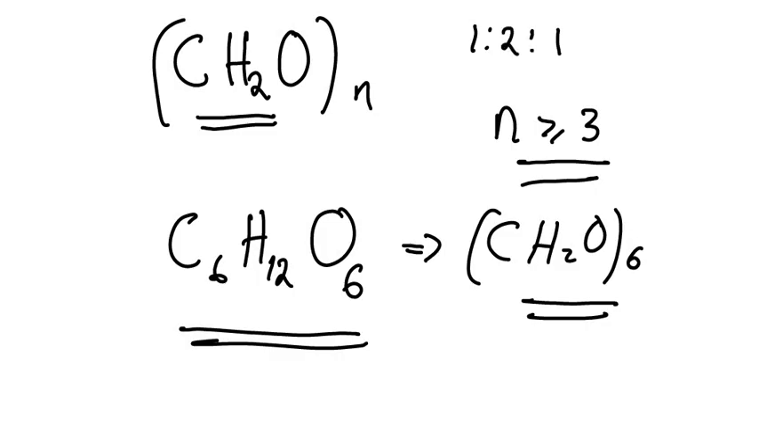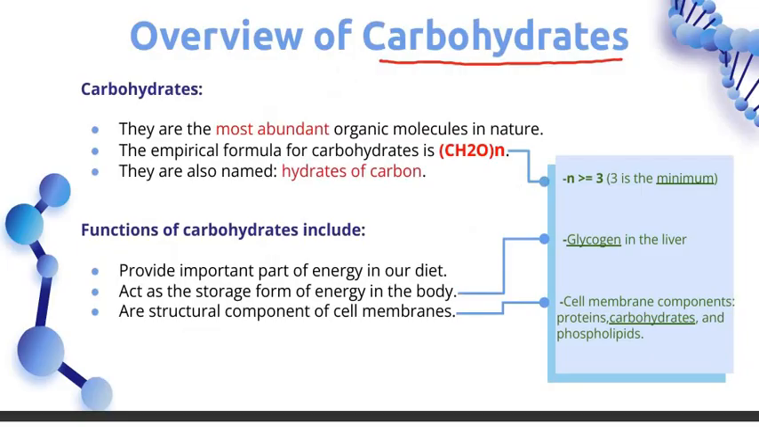The main importance of these carbohydrates is that they help provide or serve as the source of energy in our diet, and also act as a storage form of energy. So not only is it an instant energy-giving biomolecule, but sometimes it can also exist as a form of storage. Here we have a perfect illustration, which is glycogen, which is stored in the liver.